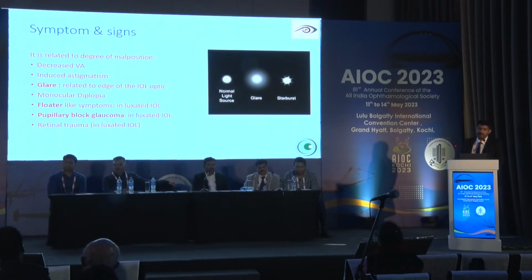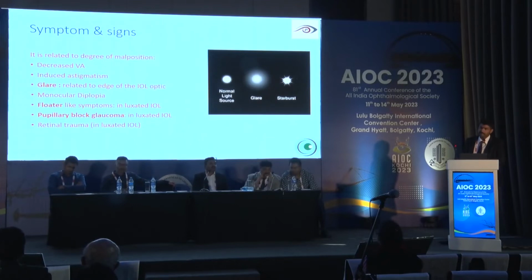Glare. If the edge of the IOL is at or within the edge of the pupil, then that can cause glare and monocular diplopia, if there is a clear zone between the edge of the pupil and the edge of the lens.